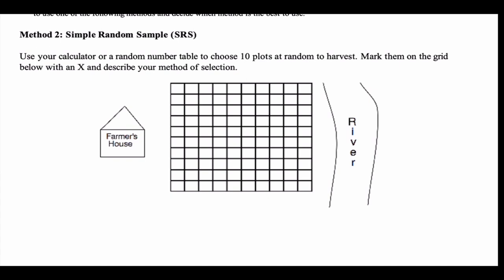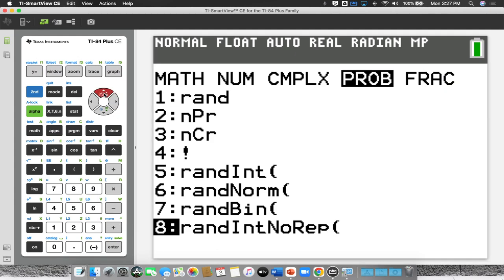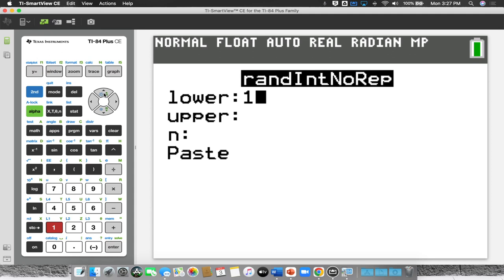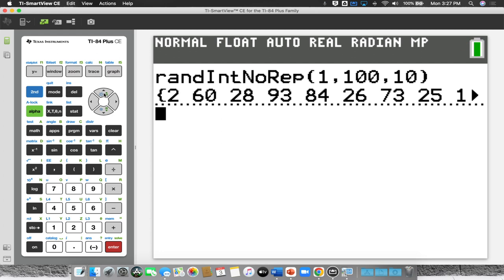Okay, so the first number, whatever your first number is, what do I do with that? Let's say my first number, it gave me a list. Let's see, 8, 1, 100, 10, and go what twice? Okay, so I got 2.